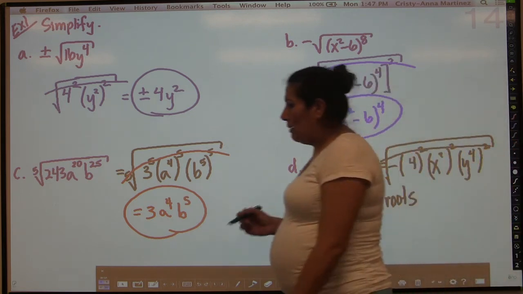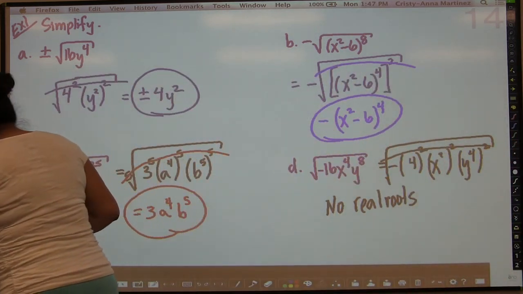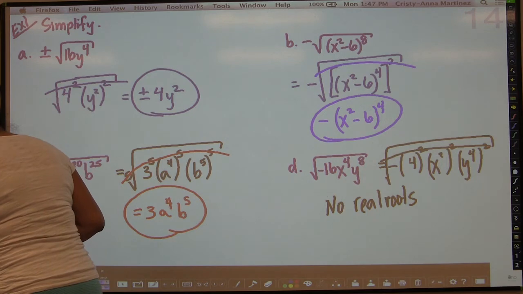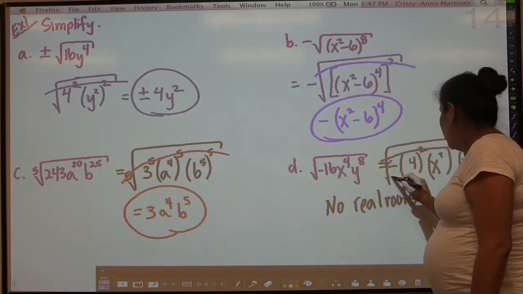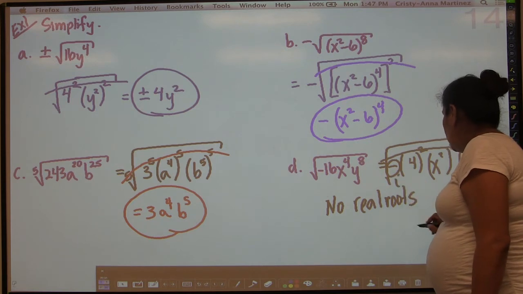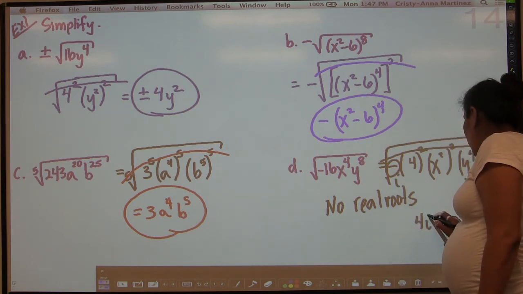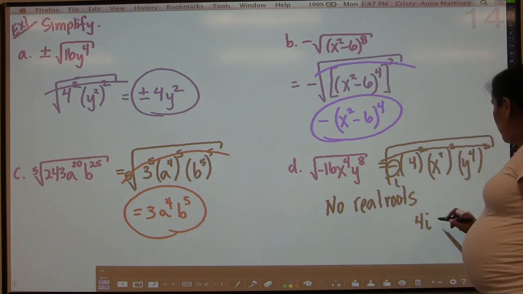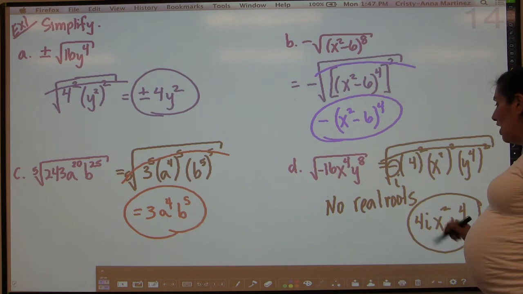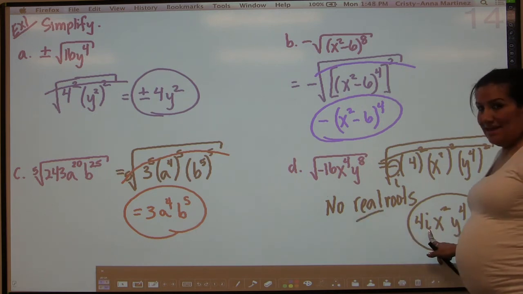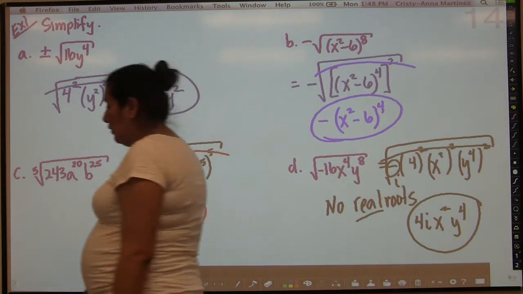So if you remember before, whenever you had the square root of negative 1, you have i in there. So this negative 1 guy here is i. So we're going to get 4i x squared y to the 4th. So this would be the roots, but like I said, they're not real. Because the i is in there, those roots are not real.